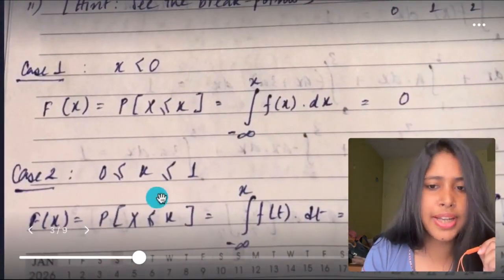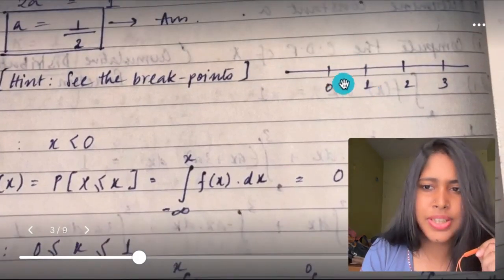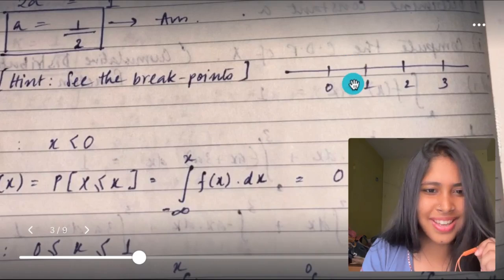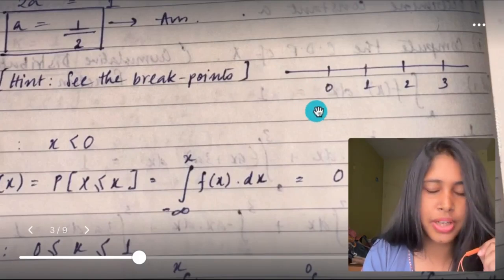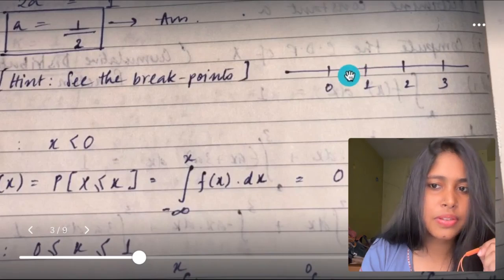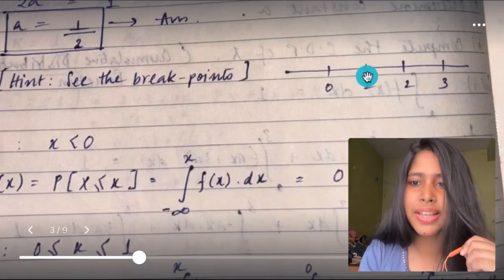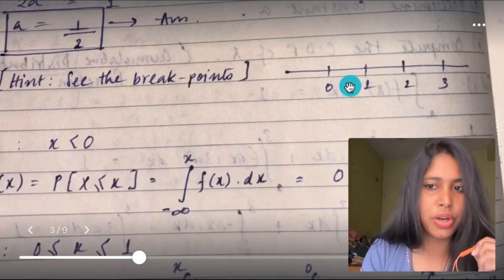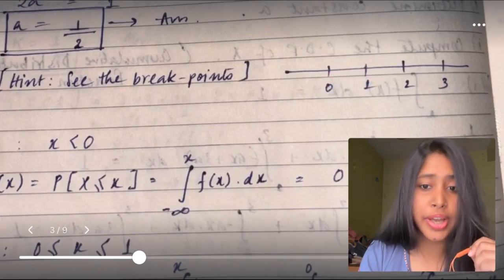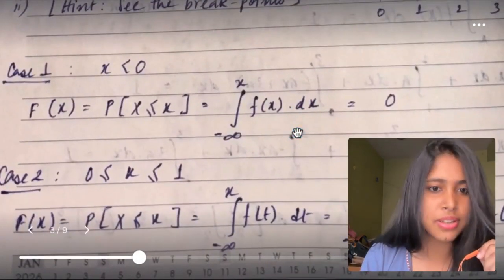Case number 2 is what? x is lying between 0 and 1. Let us say that x is lying here. Then how will you integrate it? First, you will integrate from minus infinity to 0. First, you will integrate this part and then you will integrate this part, right? And will you integrate from 0 to 1? Will the limit be 0 to 1? No, right? Because x is not lying at 1. x is lying less than 1, or anywhere between 0 to 1, okay? So the limit will be 0 to x. The same logic will be applied to every case. So remember this and understand the logic, okay?